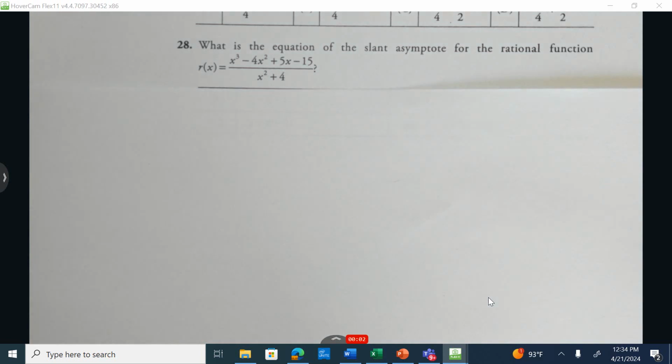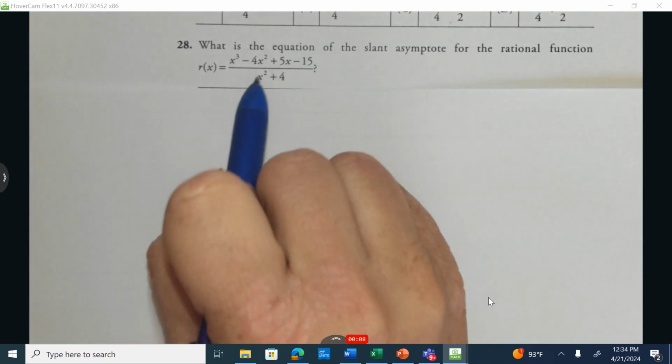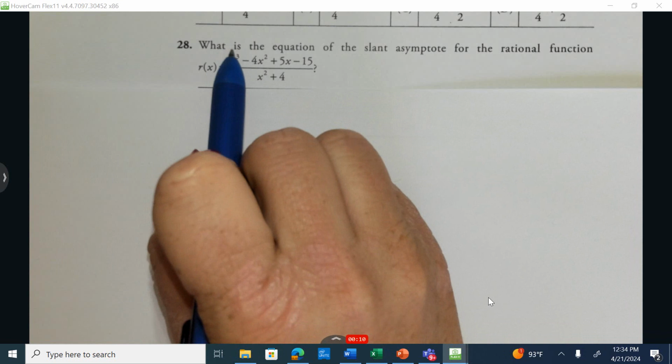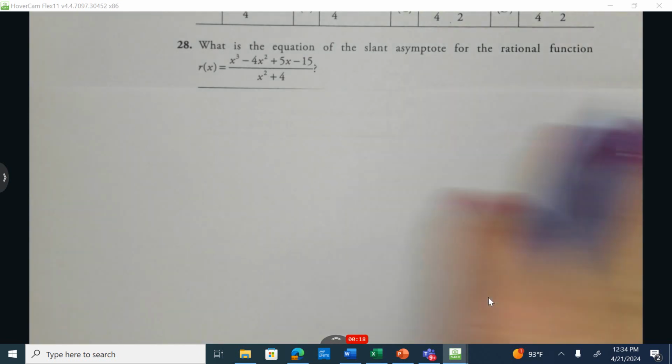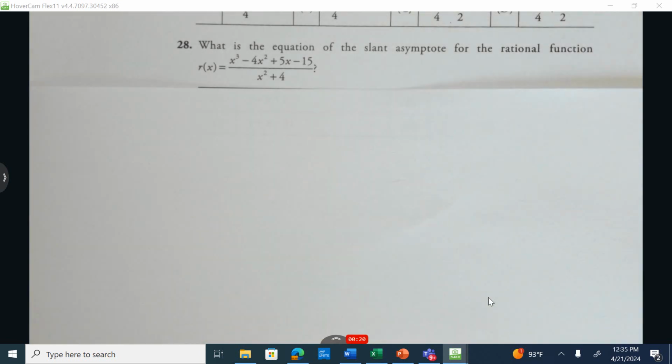As a reminder, when the degree in the denominator is greater than the degree in the numerator, that's not the case here, we would always have a horizontal asymptote that equates to the x-axis, which is the equation y equals 0. Every single time. There'd never be a slant asymptote.